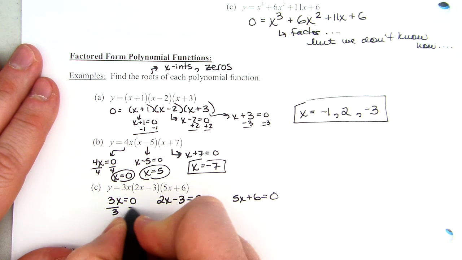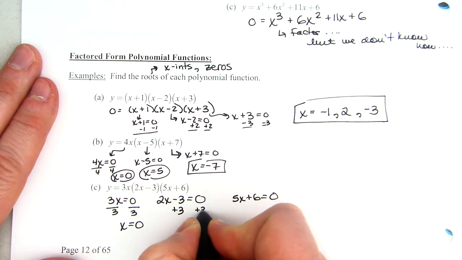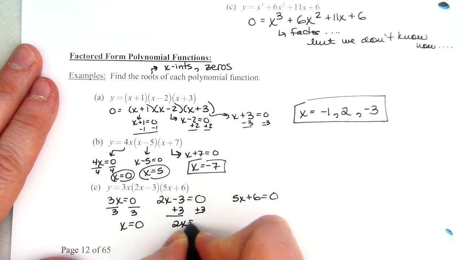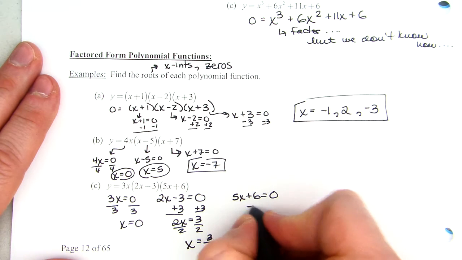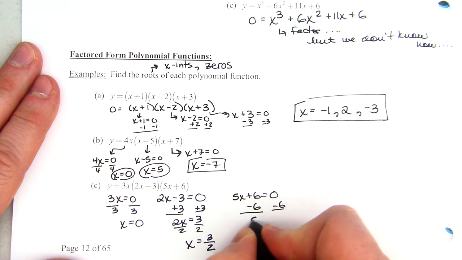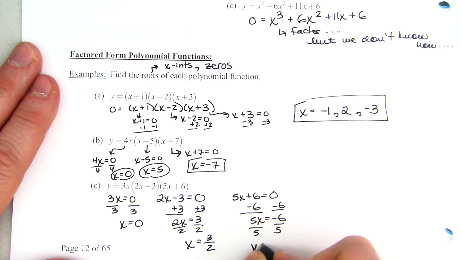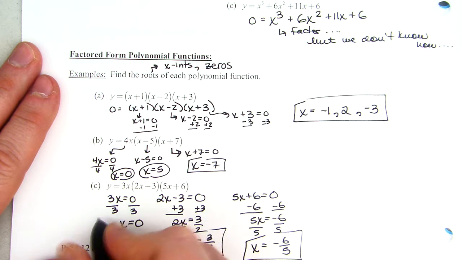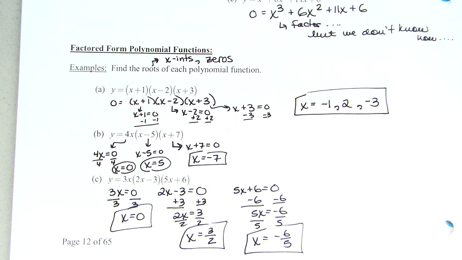I'm going to solve. Divide by 3, divide by 3, x equals 0. Over here, plus 3, 2x equals 3, divide, x equals 3 halves. Last one, minus 6 minus 6, 5x equals -6, divide, x equals -6 fifths. There are 3 answers. X equals 0, x equals 3 halves, x equals -6 fifths. Take a moment to get any notes down that you need to.